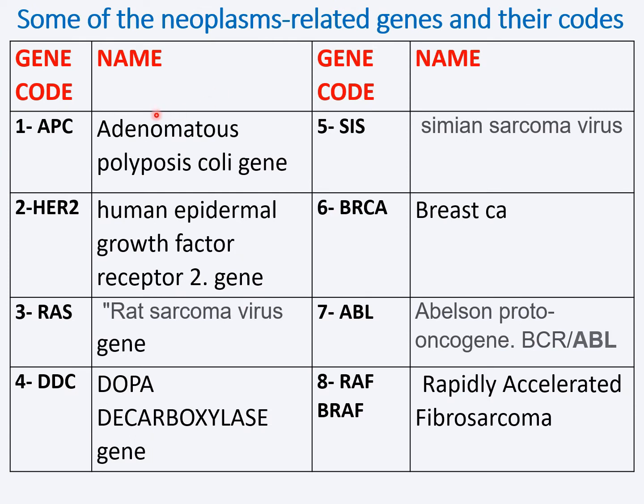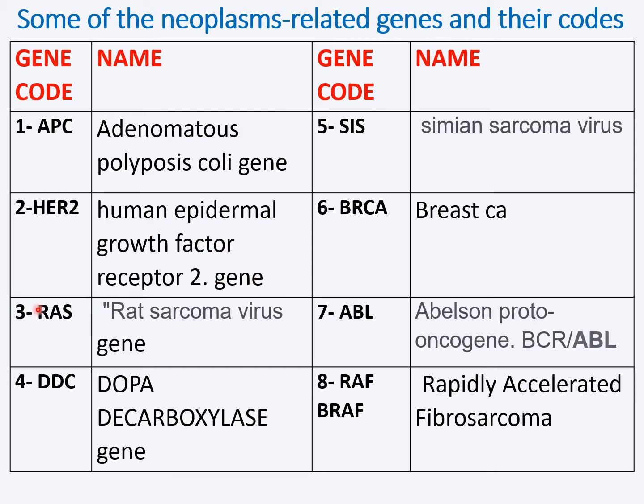Here we will go over some neoplasm-related genes and their codes. Let us start with the first one. This is not all of them, but these are the very important ones and maybe a little bit difficult, so I will go over them. The first one, APC, is the adenomatous polyposis coli gene, and this gene is found in colorectal cancer. Also we have HER2, human epidermal growth factor receptor gene, which is where the name comes from.